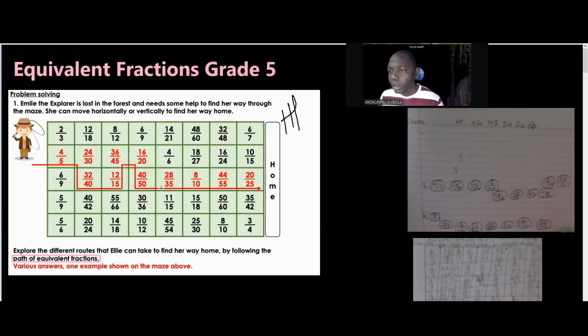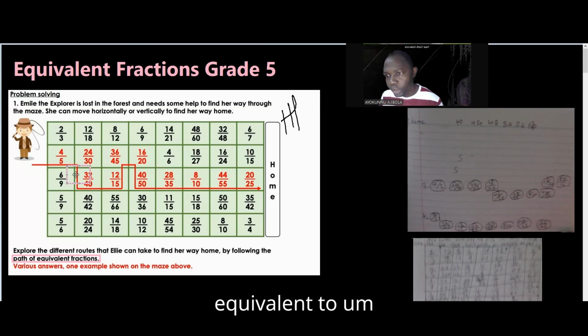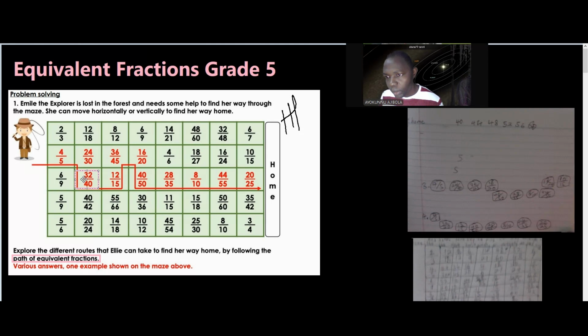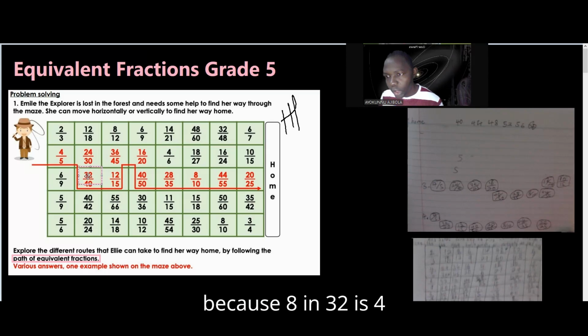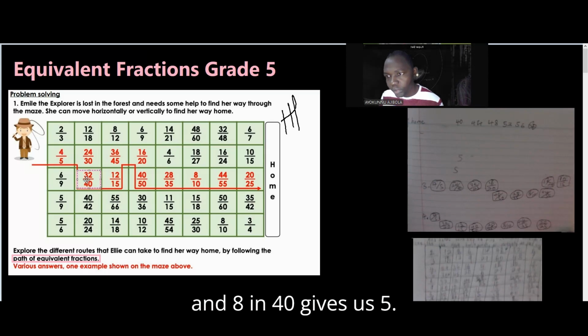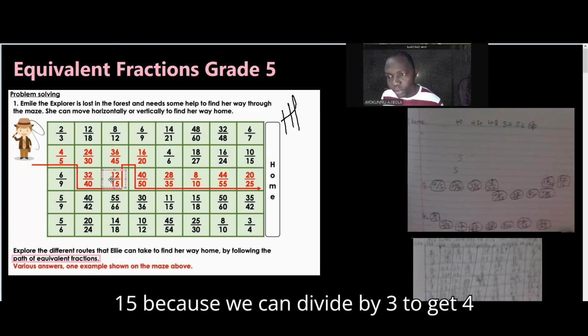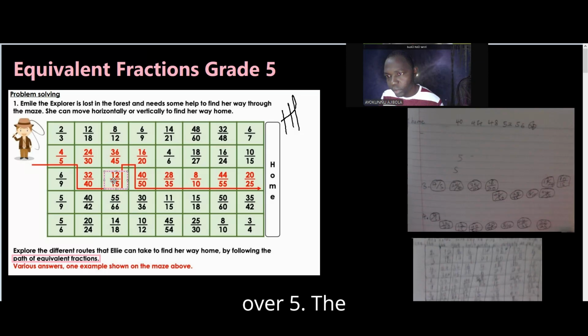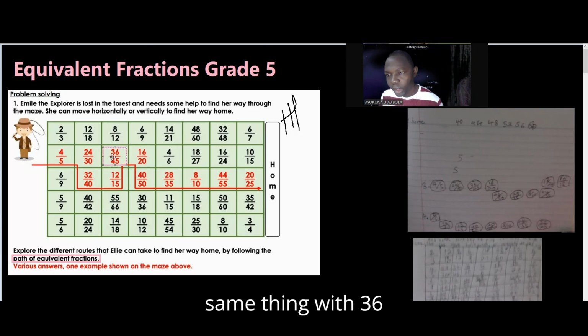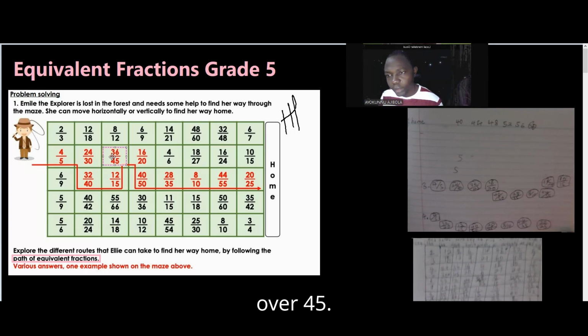Okay, from the example that has been shown, we could see that 4 over 5 is equivalent to 32 over 40 because 8 in 32 is 4, and 8 in 40 gives us 5. Then the same thing with 12 over 15 because you can divide by 3 to get 4 over 5. The same thing with 36 over 45.